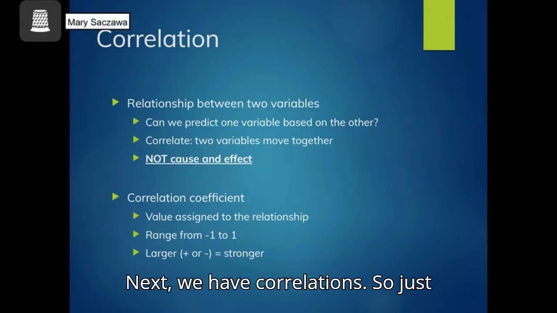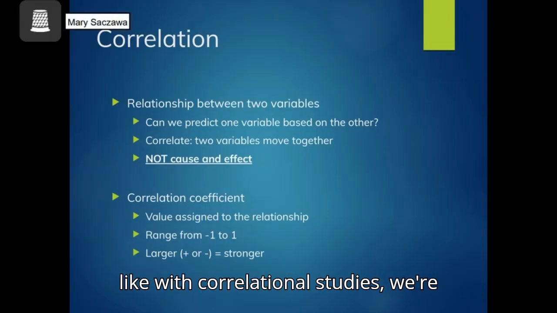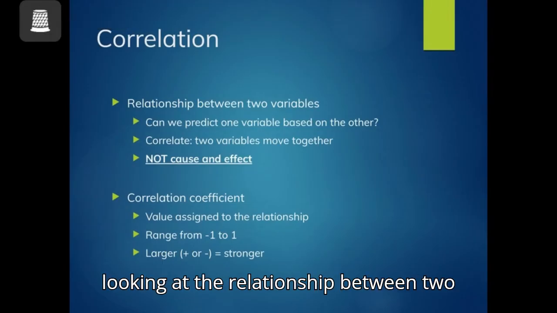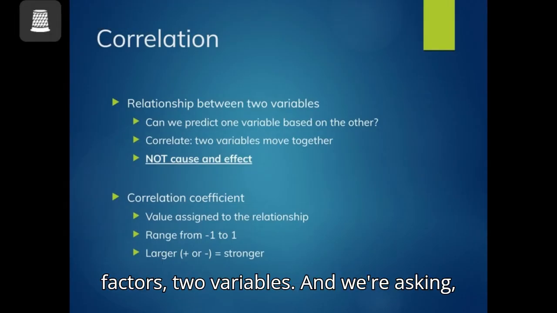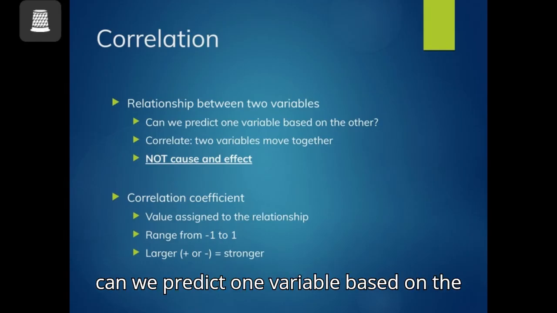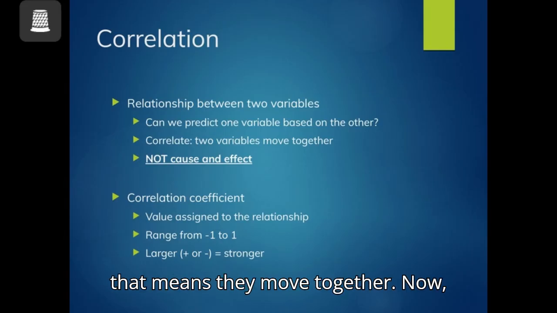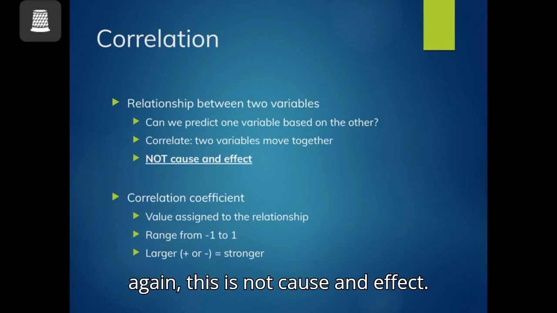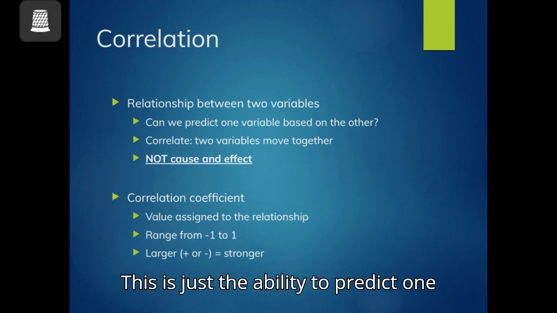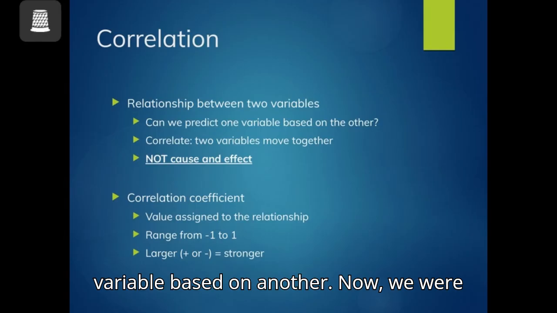Next, we have correlations. Just like with correlational studies, we're looking at the relationship between two factors, two variables. And we're asking, can we predict one variable based on the other? Now, if two variables correlate, that means they move together. Again, this is not cause and effect. This is just the ability to predict one variable based on another.